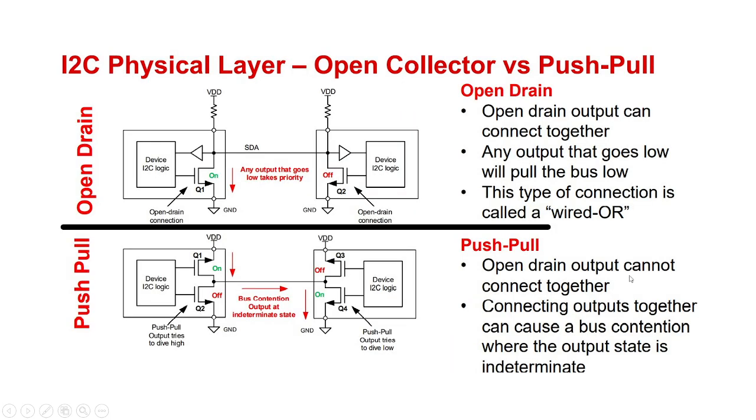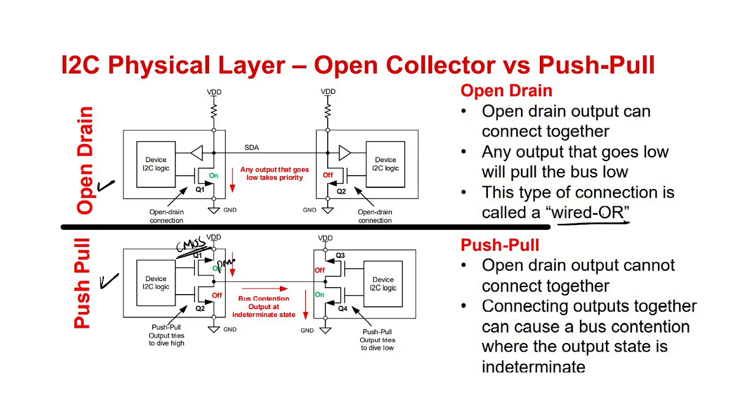Basically there are two types of physical layers. One is open drain, which I explained. The next one is push-pull configuration. Push-pull configuration means you are using a CMOS circuit, where the PMOS pulls up and the NMOS pulls down. Open drain outputs can be connected together. Any output that goes low will pull the bus low. This type of connection is what we call wired OR.